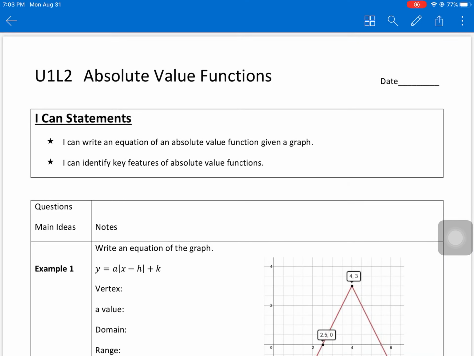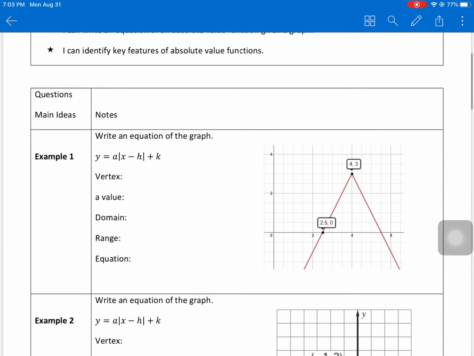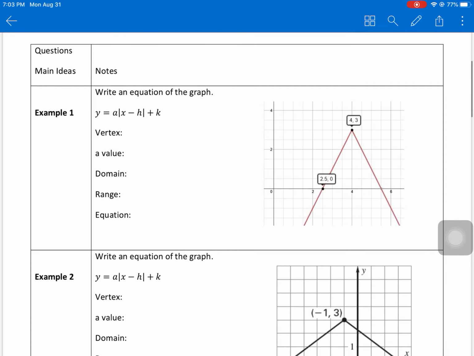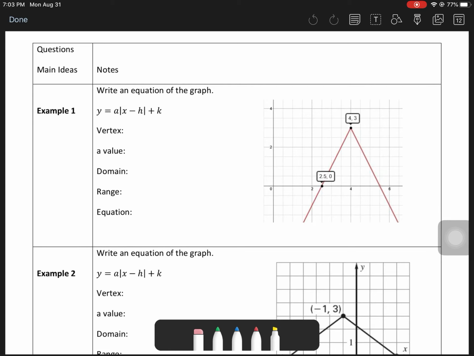In this lesson, we are going to be working on writing equations of absolute value functions. If you take a look at example number 1, we're simply going to do the reverse of what we did when we graphed absolute value functions. So the first thing that we are going to do is to find out where the vertex is in our particular function. So in this case, our vertex is at the point (4, 3).